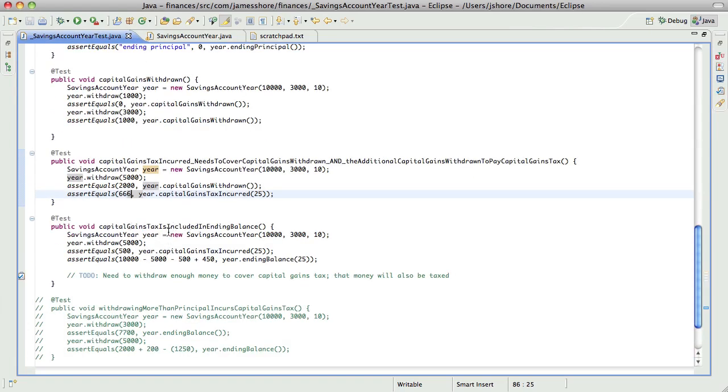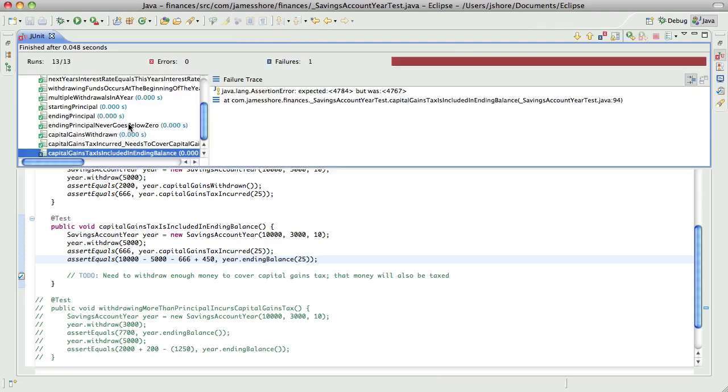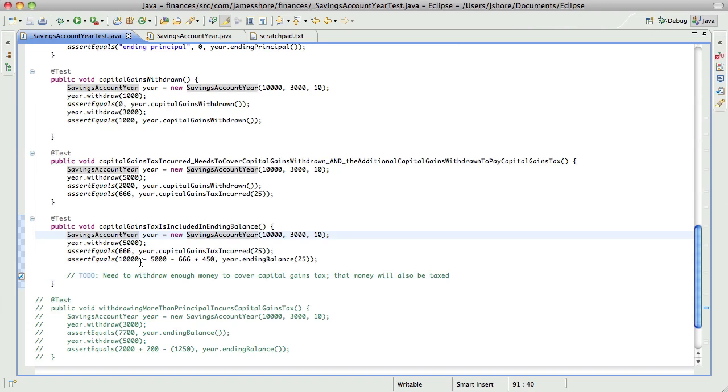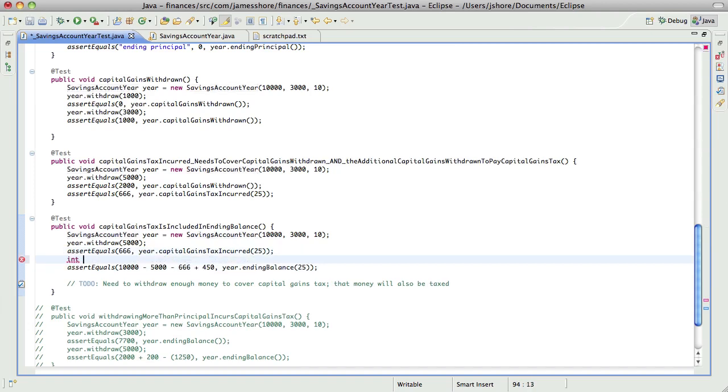But somehow it's so wrong right here. Capital gains tax is included, ending balance. It's not right at all. Okay, everything else is working. So it's just the test that's broken, and this was kind of a grody test anyway. Yes, I did just say grody. Let's do it this way. Our starting balance after withdrawals should equal... That's all I expected. Sorry.